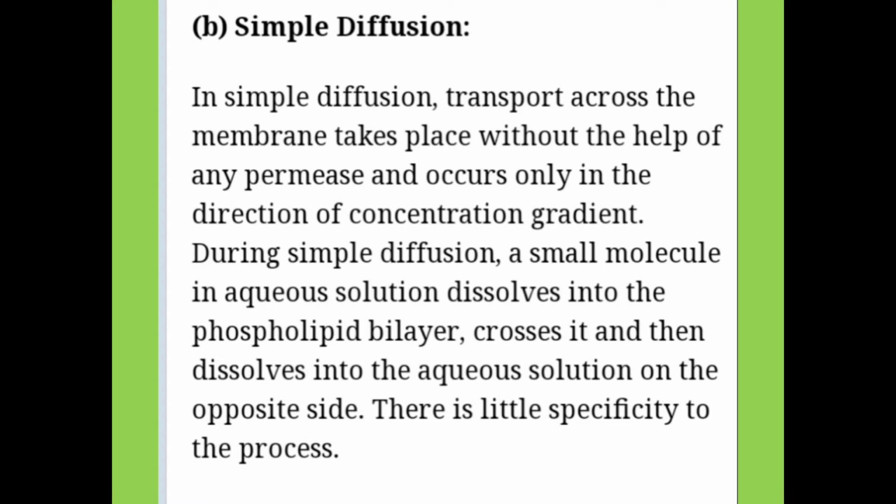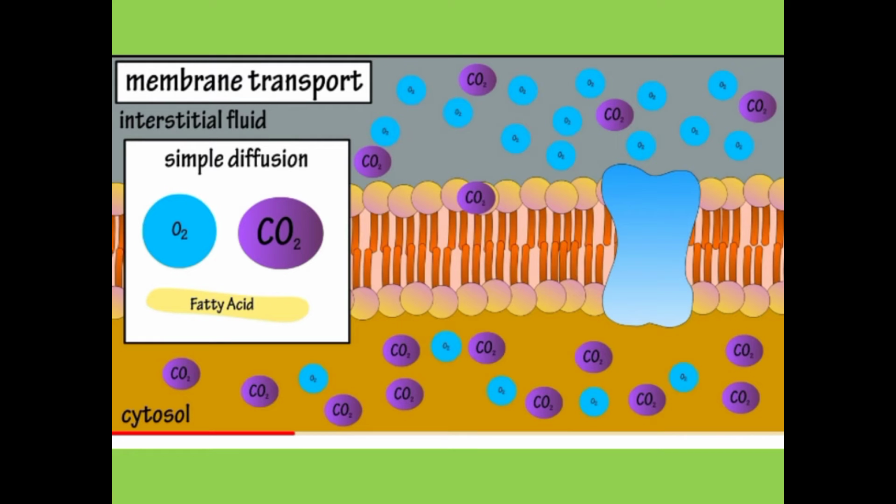During simple diffusion, a small molecule in aqueous solution dissolves into the phospholipid bilayer. The phospholipid has a polar head and non-polar tail. The molecule crosses it and then dissolves into the aqueous solution on the opposite side. There is little specificity to the process. This is a diagram of simple diffusion.